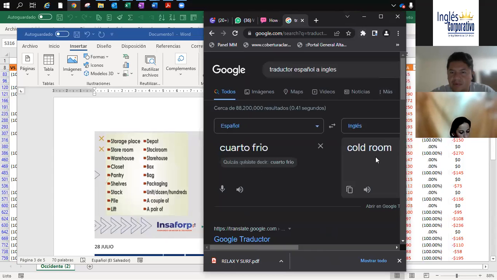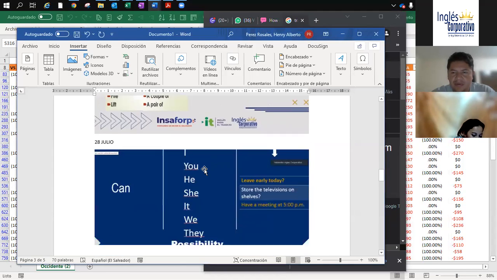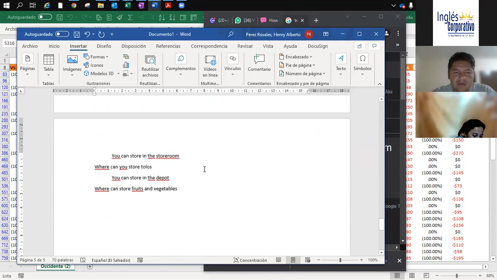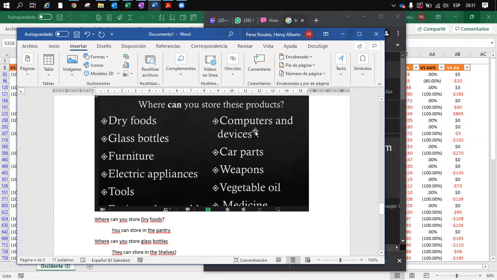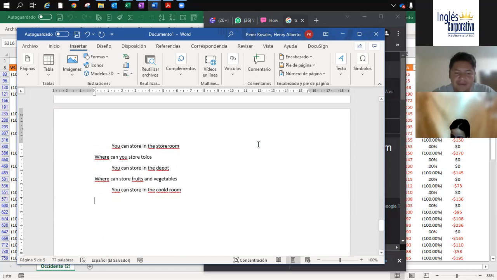Cold storage. Cold room. Cool storage. ¿Cómo sería? Cool storage room. You can store. Where can you store fruits and vegetable? Cold room. You can store in the cool room. Cuarto. You can store computer and device. Computers and device. Where?